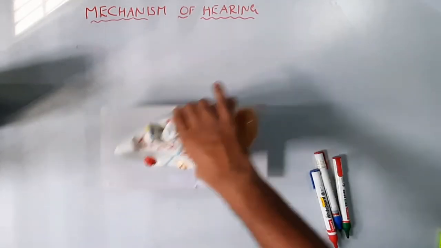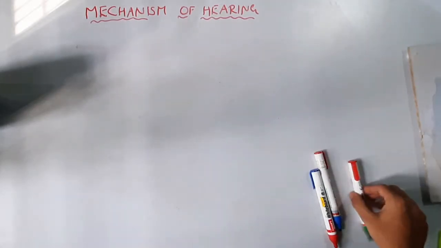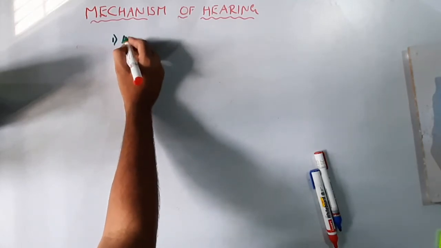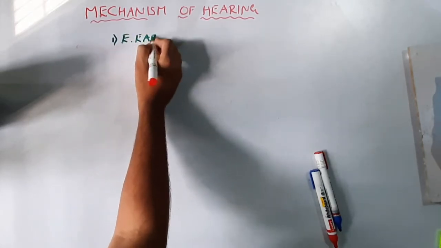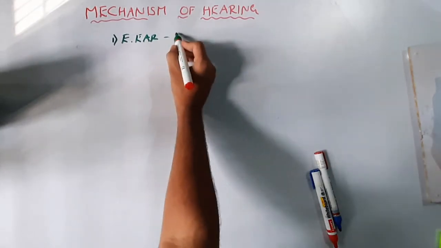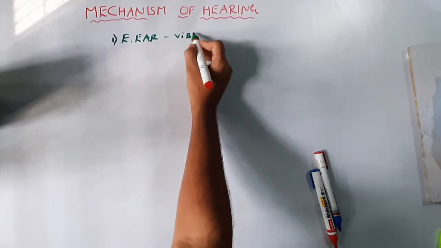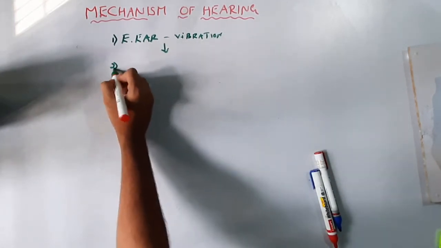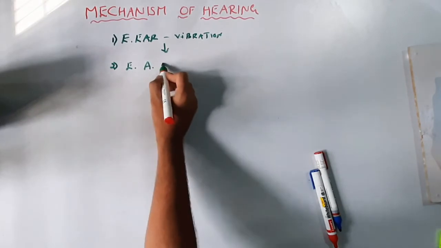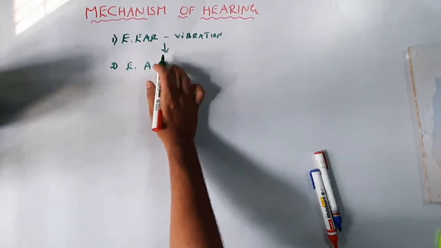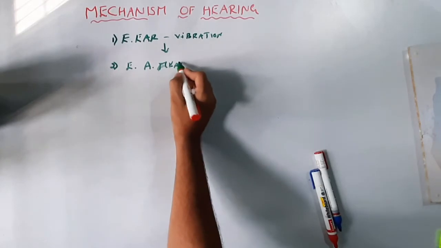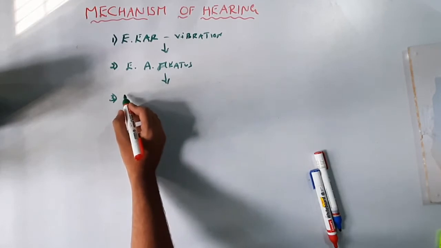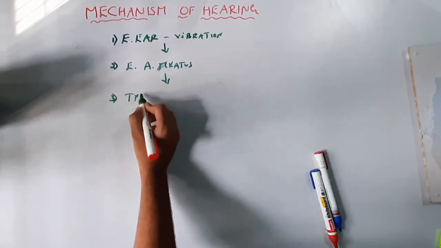Let me write it for your understanding. Okay, so step number 1 is the external ear. I'll write it in short. The external ear collects the vibration. Now the vibration is transmitted to the external auditory canal, or auditory meatus, which is a pipe. And then the vibration hits the tympanic membrane.